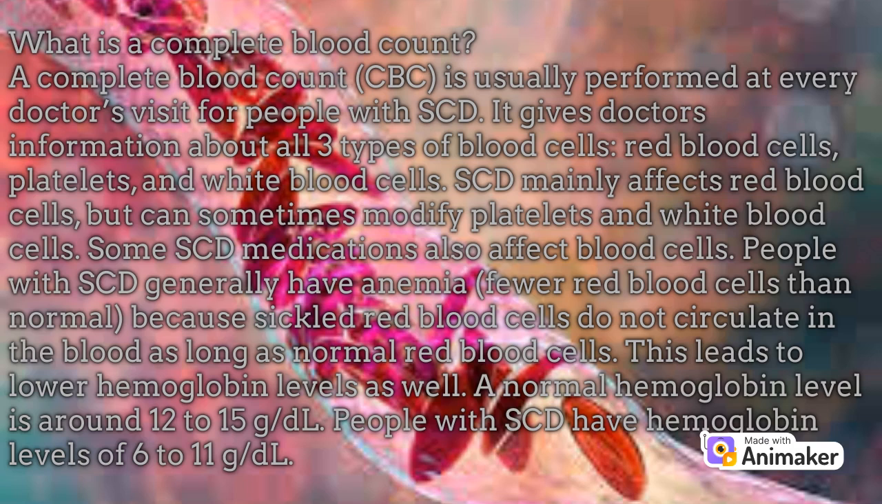People with SCD generally have anemia, fewer red blood cells than normal, because sickled red blood cells do not circulate in the blood as long as normal red blood cells. This leads to lower hemoglobin levels as well. A normal hemoglobin level is around 12 to 15 gram per deciliter. People with SCD have hemoglobin levels of 6 to 11 gram per deciliter.